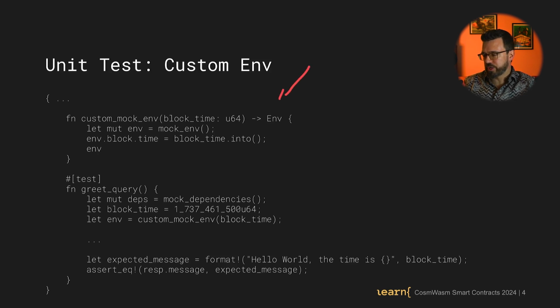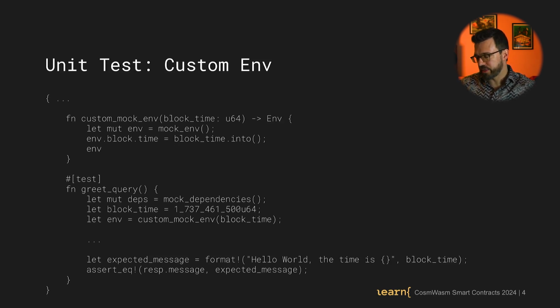You just have a little function that gives you a mock environment, but modifies the block time. So you can take any block time, which is a u64, you create a new mock environment, and then you set the block time that is in that environment to this new custom block time, and you return that env. And now we don't just get a stock mock env, we get a custom mock env with a block time. So for example, our query returns "hello, the time is," and then actually the time just in seconds. It doesn't do any formatting or anything.